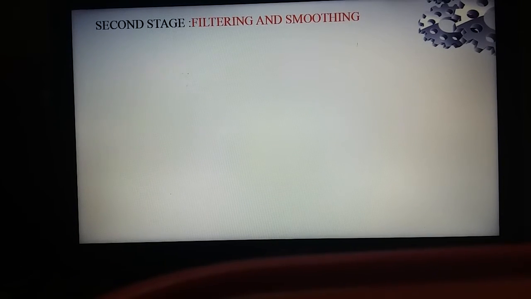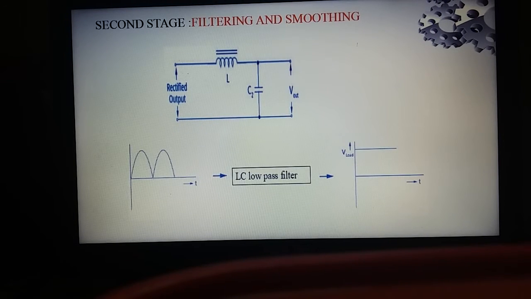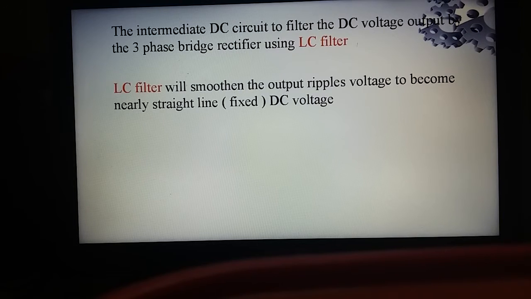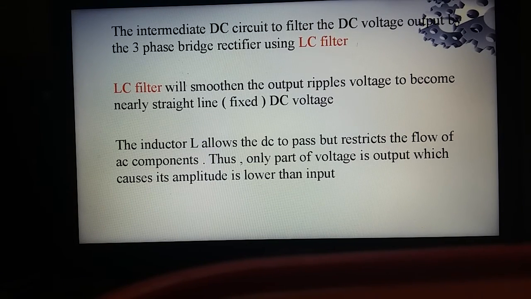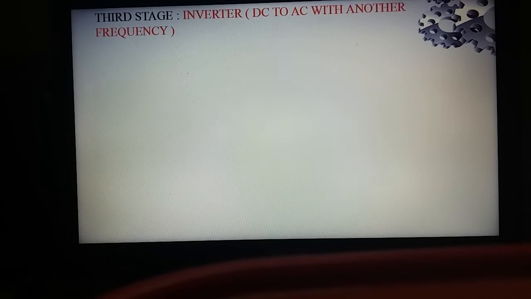Then this DC voltage with ripples will be channeled into the second stage, filtering and smoothing, by the LC filter. This LC filter will smoothen the output ripple voltage to become a nearly straight line DC voltage. The inductor L will allow the DC to pass but restrict the flow of the AC component. That means the reactive component of the voltage will be cancelled. Thus, only part of the voltage is outputted, which causes its amplitude to be lower than the input.